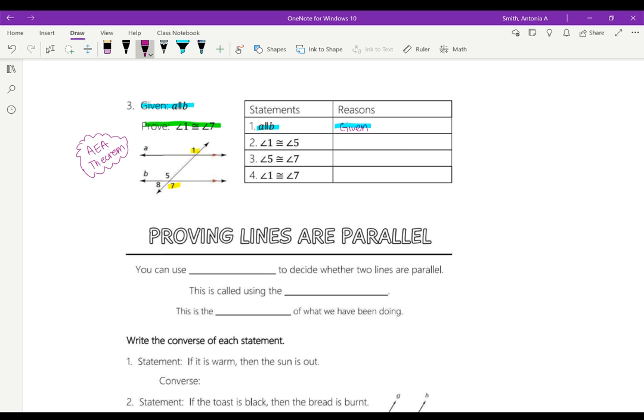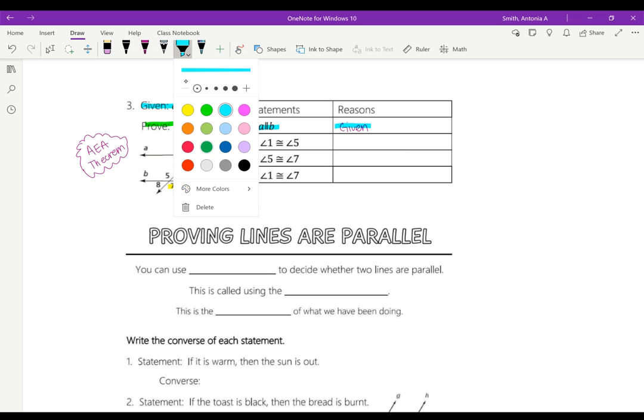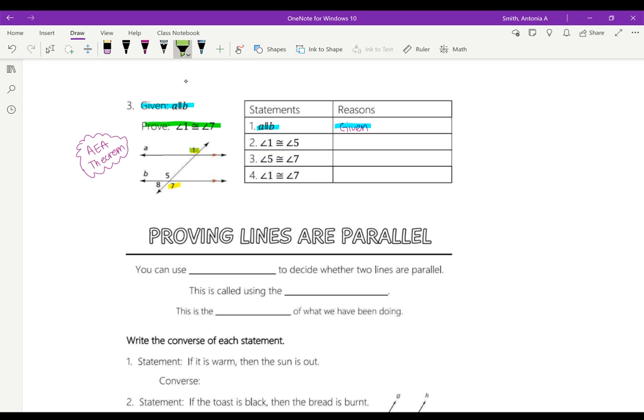Number 2 says angle 1 is congruent to angle 5. Well, in this picture, here's angle 1, here's angle 5. Do those already have a relationship that we know the name of? Yeah, those are corresponding angles. So this would be the corresponding angles theorem, which says that if your lines are parallel, which we know that they are, then corresponding angles are congruent. So that would be our reason for number 2.